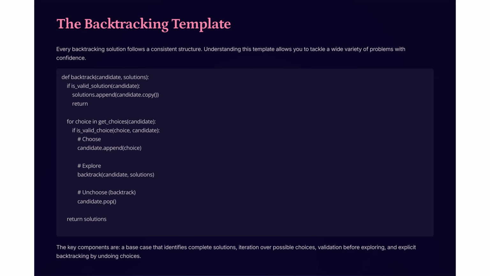The backtracking template is a structured approach to problem solving. It involves checking if a candidate is a valid solution, iterating over choices, validating them, and using recursion to explore possibilities. The unchoose step is crucial, as it allows backtracking by removing choices, ensuring efficient exploration without redundant state copies.